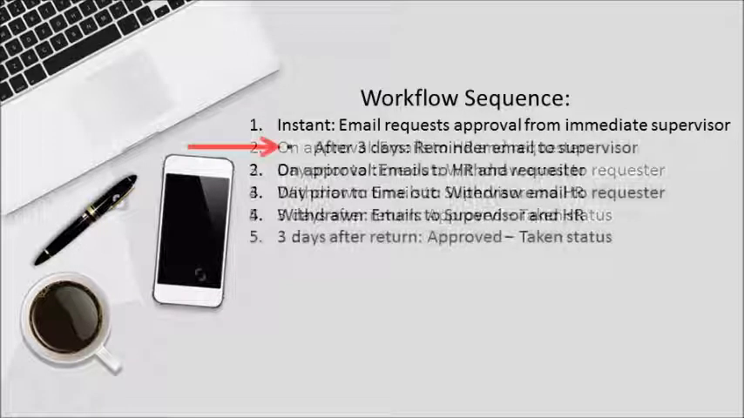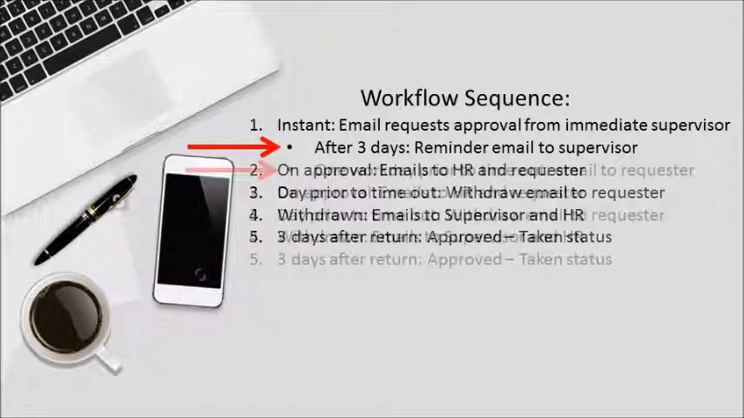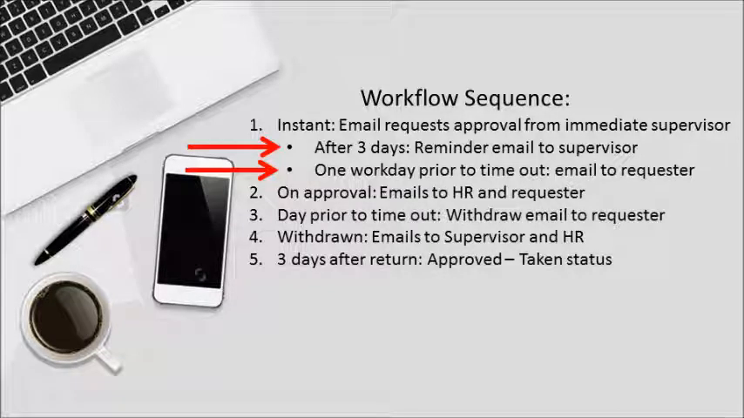One other note, particularly for supervisors. Timely review of these requests is very important to be sure that they don't fall through the cracks. If no action is taken 3 days after the initial request from the employee, a reminder email goes out to the supervisor. The system will keep on sending those reminder emails every 3 days until the supervisor takes some action. And if no action has been taken 1 workday prior to the start of the time off, the system will send an email to the requester letting them know that the supervisor has not yet approved the time off.